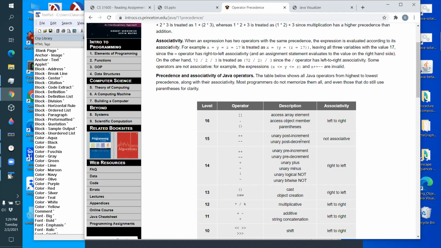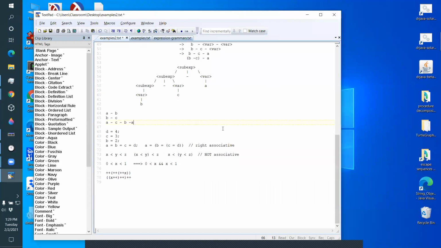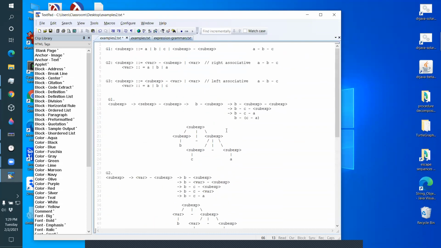All right. So we're seeing now that you can use a grammar. The fact that these things are left to right or right to left or not associative has to do with the way the grammar for Java was written. Some operators are written to look more like G2, which gives you the right associativity, and some parts of the grammar are written to look more like G3, and none of them are written to look like this.